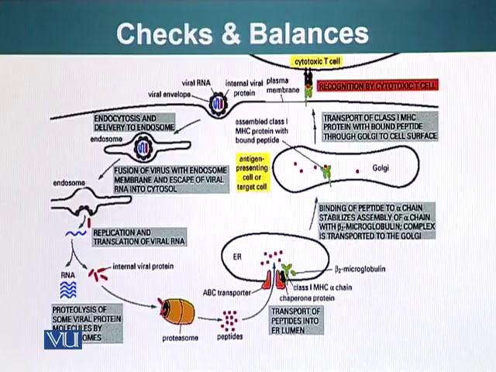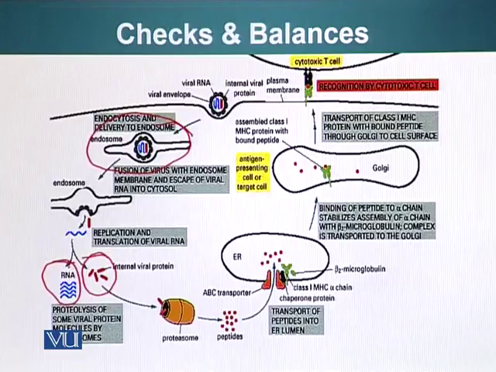So a normal body cell gets infected by a particular virus. When the virus enters the cell, its components will be released in the cytoplasm, because this virus needs cellular machinery to replicate itself. So when the virus is released in the cytoplasm, our cellular machinery will make viral proteins, which are shown in red here, and viral RNA will be used to make these proteins.